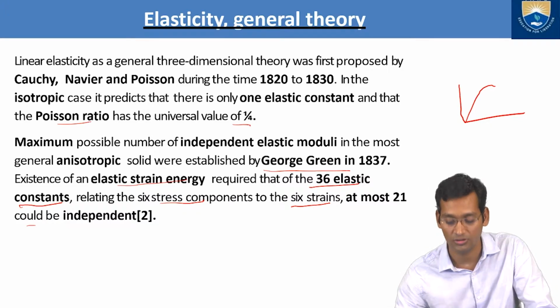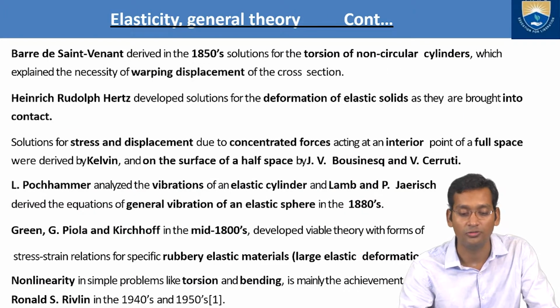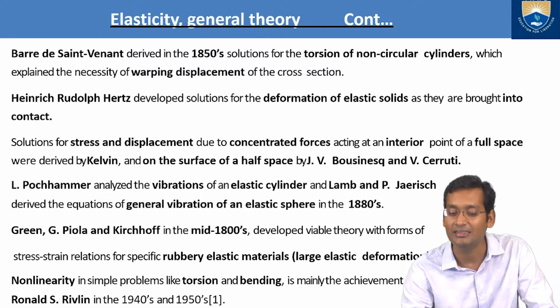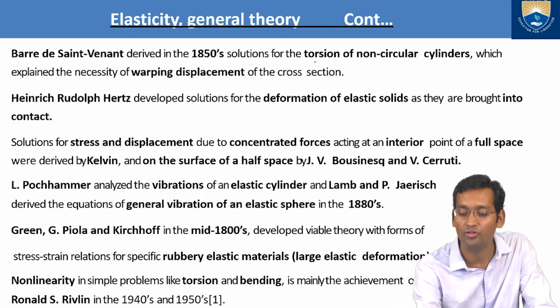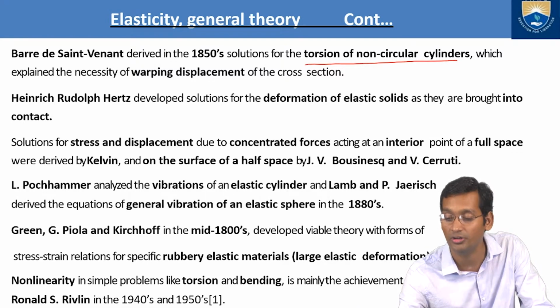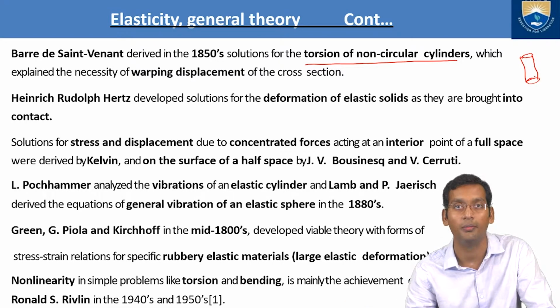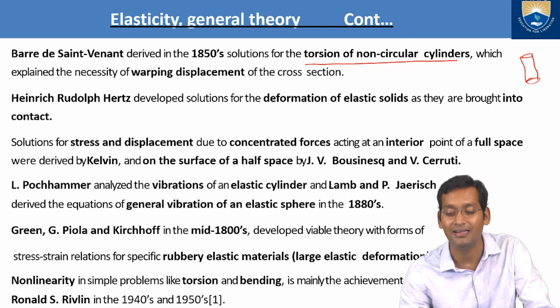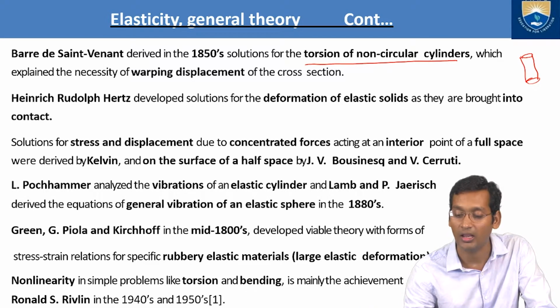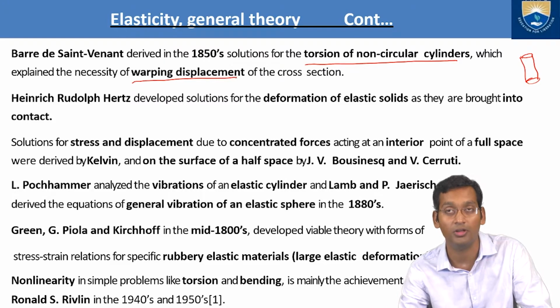36 elastic constants. Now, Venant derived the torsion of a non-circular cylinder. That is, if the cylinder is not circular, like a rectangular cylinder. Generally, we consider a cylinder having a circular cross-sectional area, right? If it's non-circular, then what happens? Venant found the solution for that also, which explains the necessity of warping displacement of the cross section.